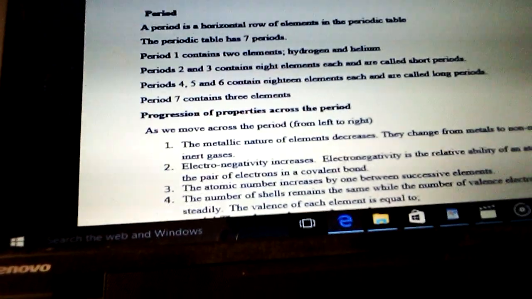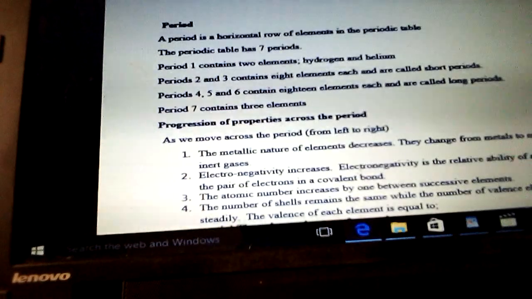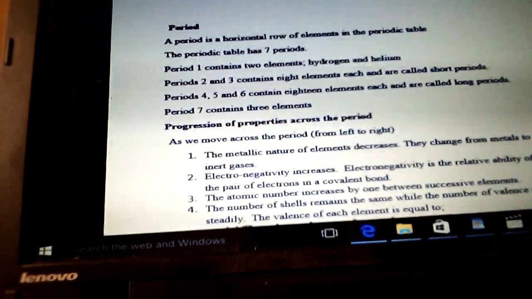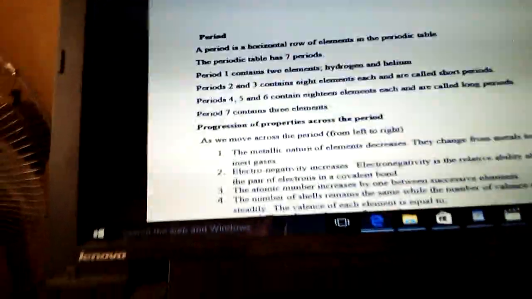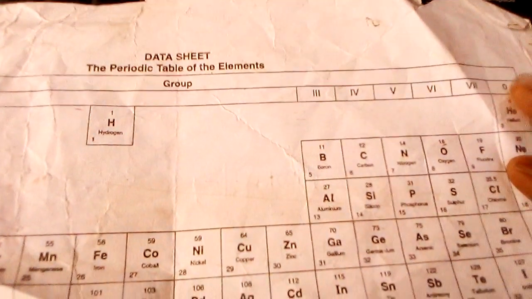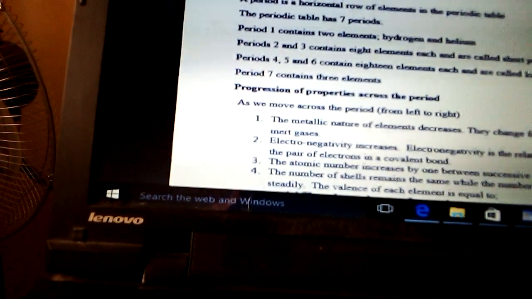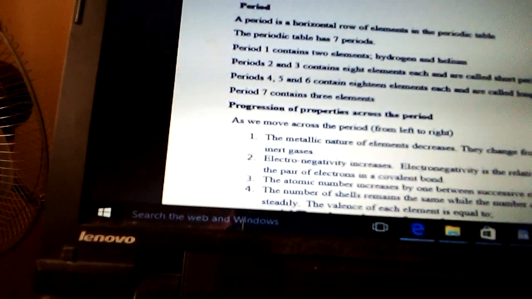As I said, the periodic table has 7 periods. Period 1 contains 2 elements, which are hydrogen and helium, as you can see from period 1. Then periods 2 and 3 contain 8 elements each and are called short periods. So these are some properties of the periodic table.